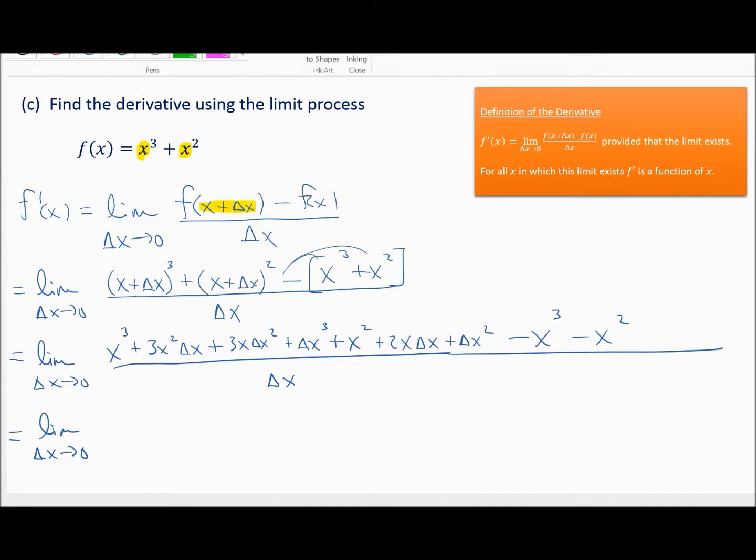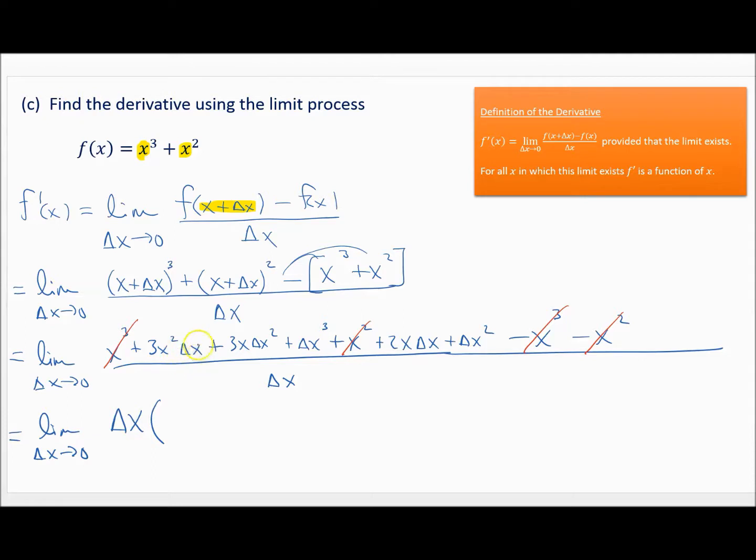Okay, so I'm going to do this canceling in a different color. X to the third cancels with negative x to the third, right? X squared cancels with negative x squared. Now that didn't help a whole lot. We have a whole lot left, but let's check out what we have left. What we have left is every term has a delta x in it. And remember, our ultimate goal is to plug in delta x equals 0. So I need to factor out this common delta x.